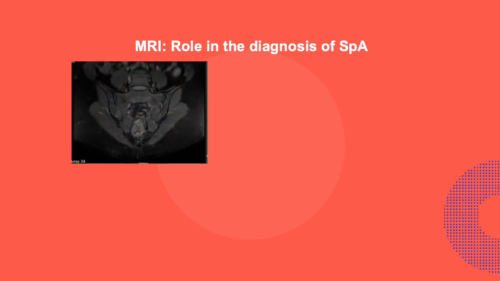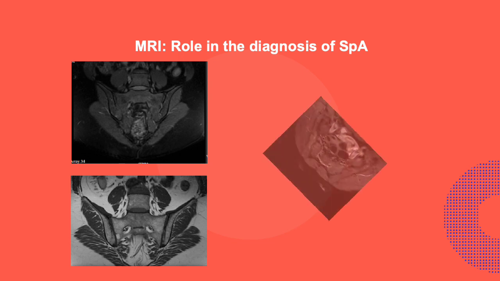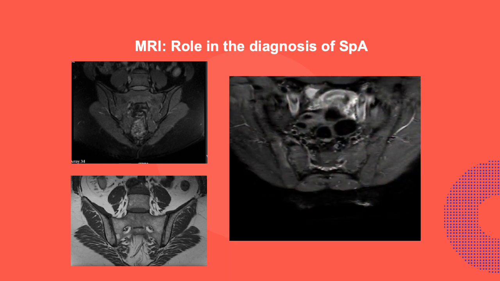This is STIR sequence showing that the gluteal fat is dark. This is T1 sequence showing that the gluteal fat is bright. This is STIR sequence showing unilateral sacroiliitis.